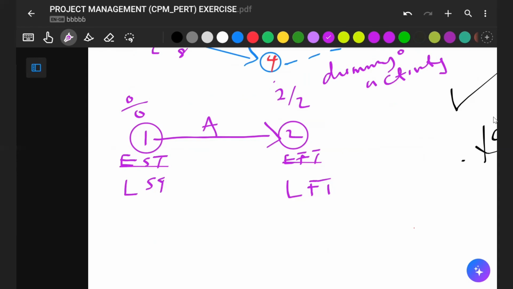Now, you've been asked to look for total float, TF. What is total float? We say total float is the time an activity can be delayed without affecting the total project completion time. What I want to say, I don't want to lose you guys.